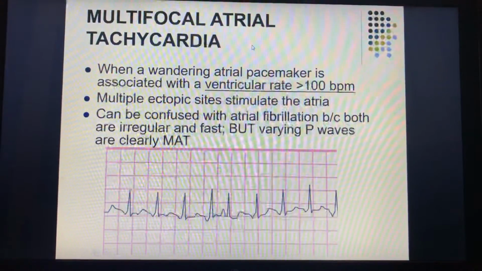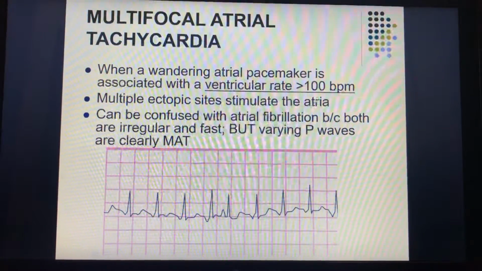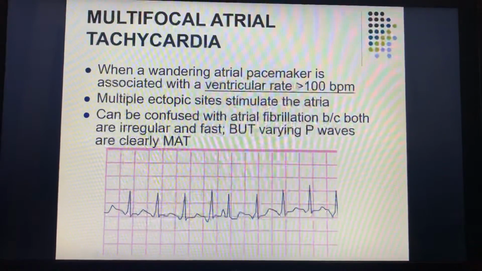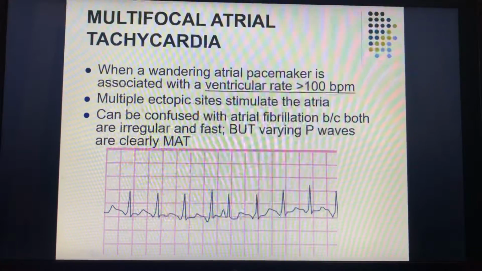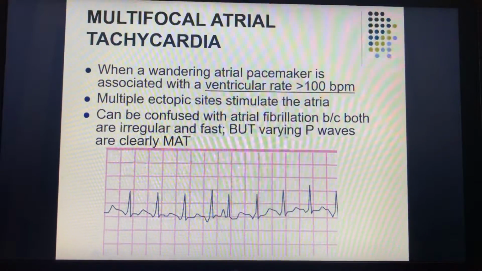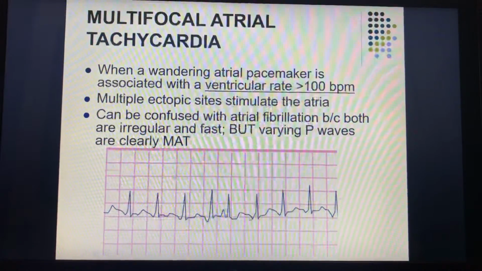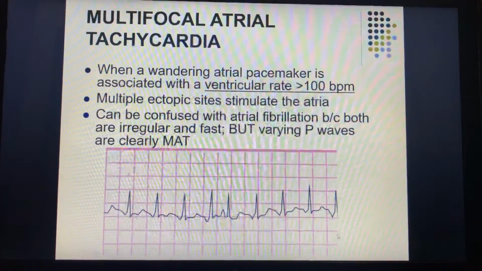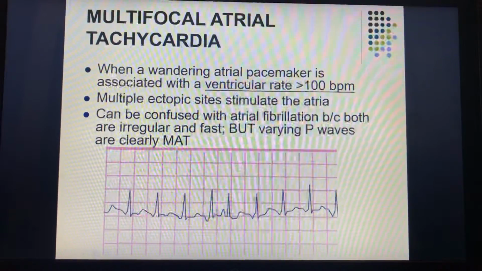Multifocal atrial tachycardia is when the wandering atrial pacemaker is associated with a ventricular rate over 100. Okay? Ventricular rate over 100 is going to be your key for this one. It can be confused with atrial fibrillation because both are irregular and fast, but varying P waves are clearly seen. Look at all the different variations here of the P waves. There's no consistency. They all look crazy. But look at how close they are together. Your heart rate is going to be high.